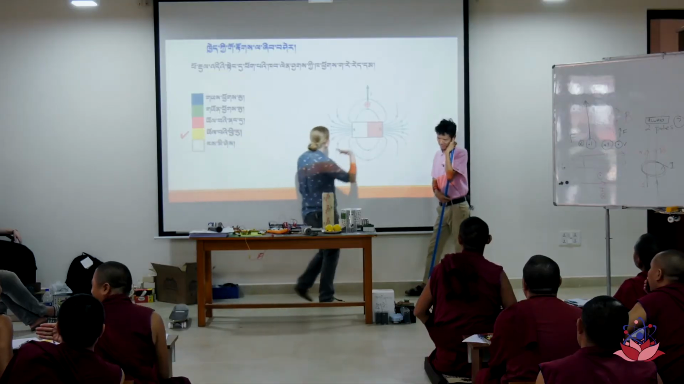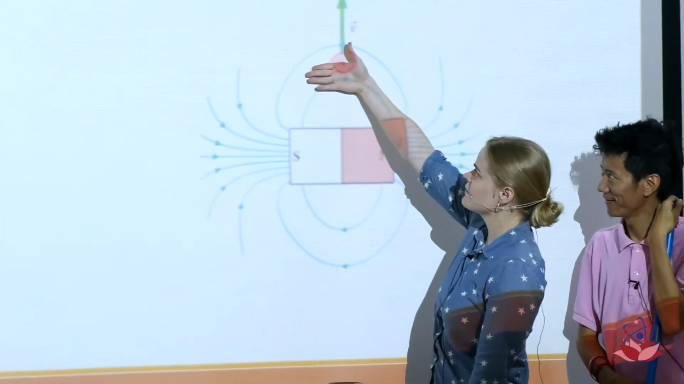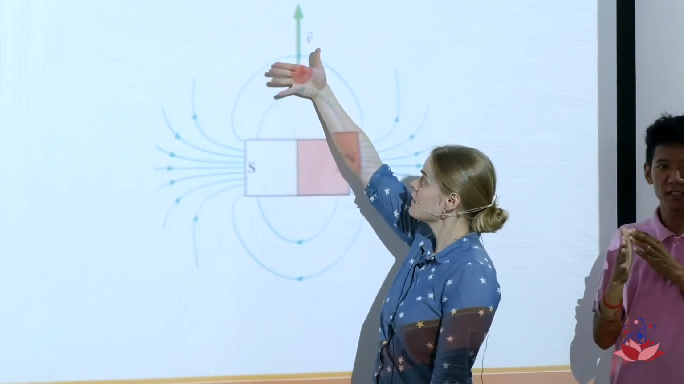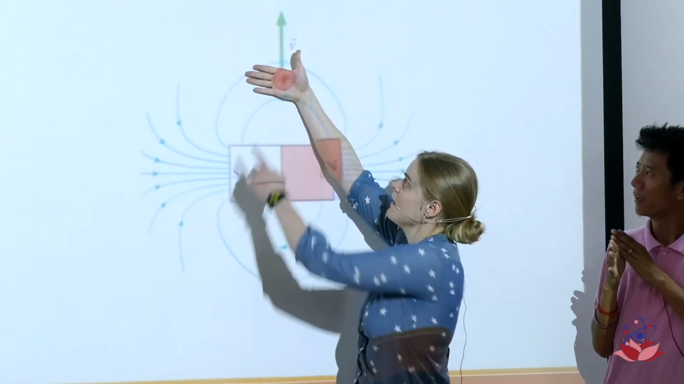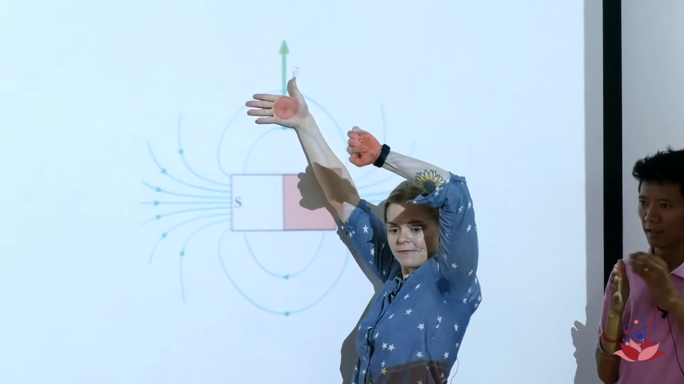So I have to have my hand go this way to make that match. So B, B, and then this is the direction of force.